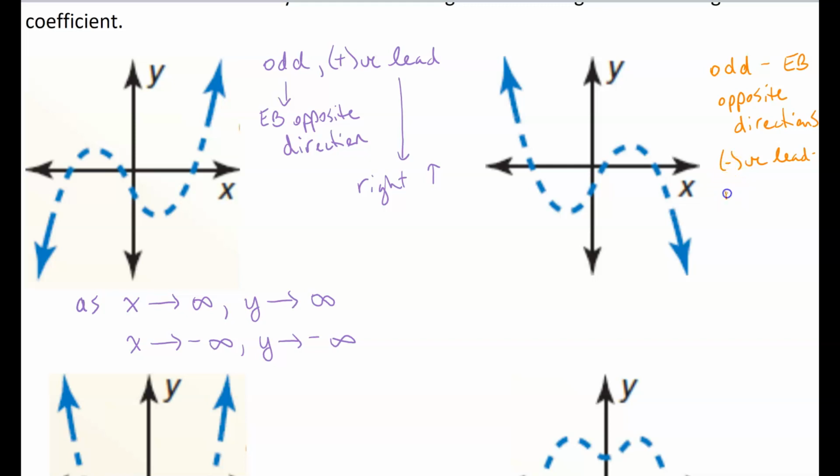The end behavior is decreasing. Okay. Odd and negative lead. So we say as x goes to positive infinity, where is my y going? Negative infinity. And as x goes to negative infinity, y is going to positive infinity.